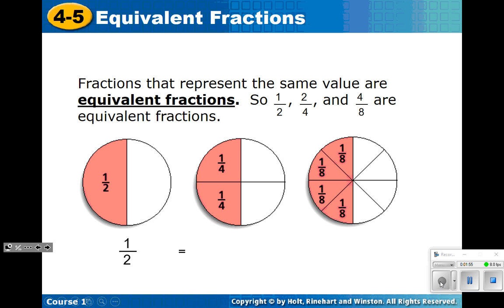Half, same as 2/4, is the same as 4/8. Like, it is the same. It is equivalent. Those are equivalent fractions. Okay?